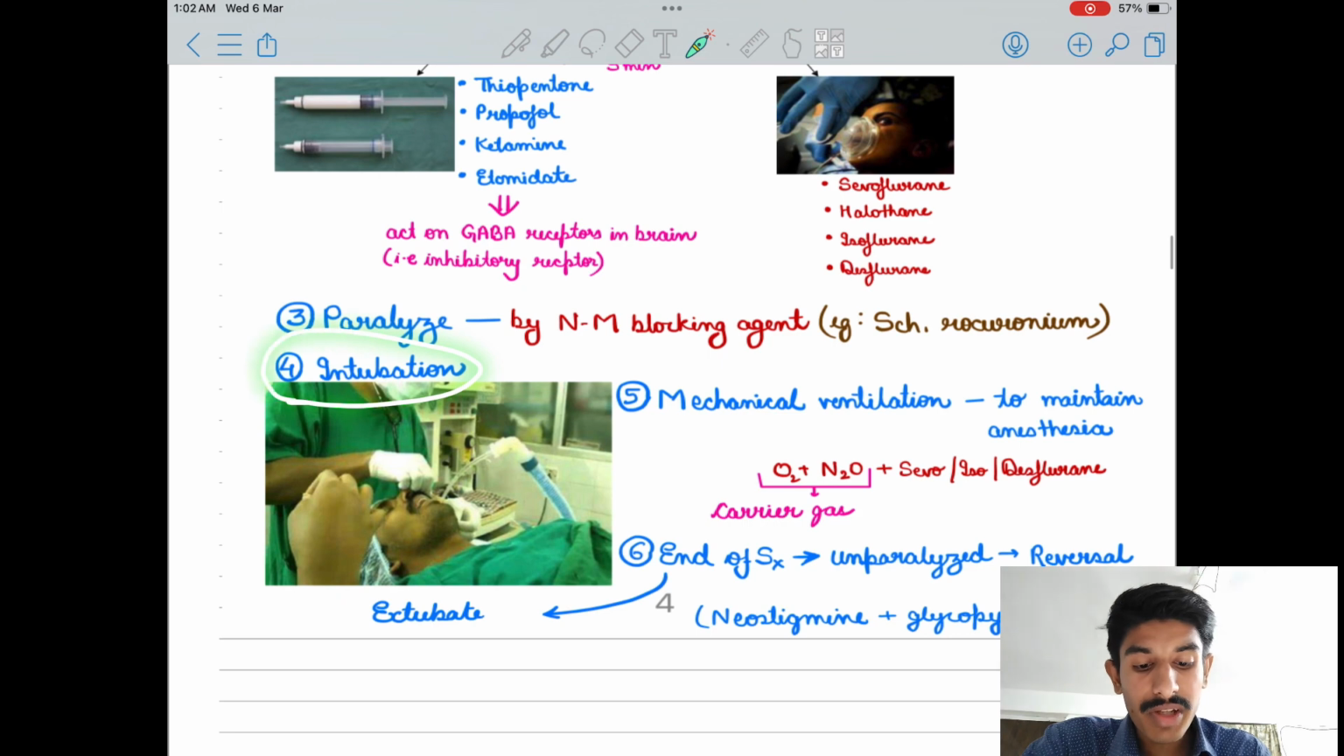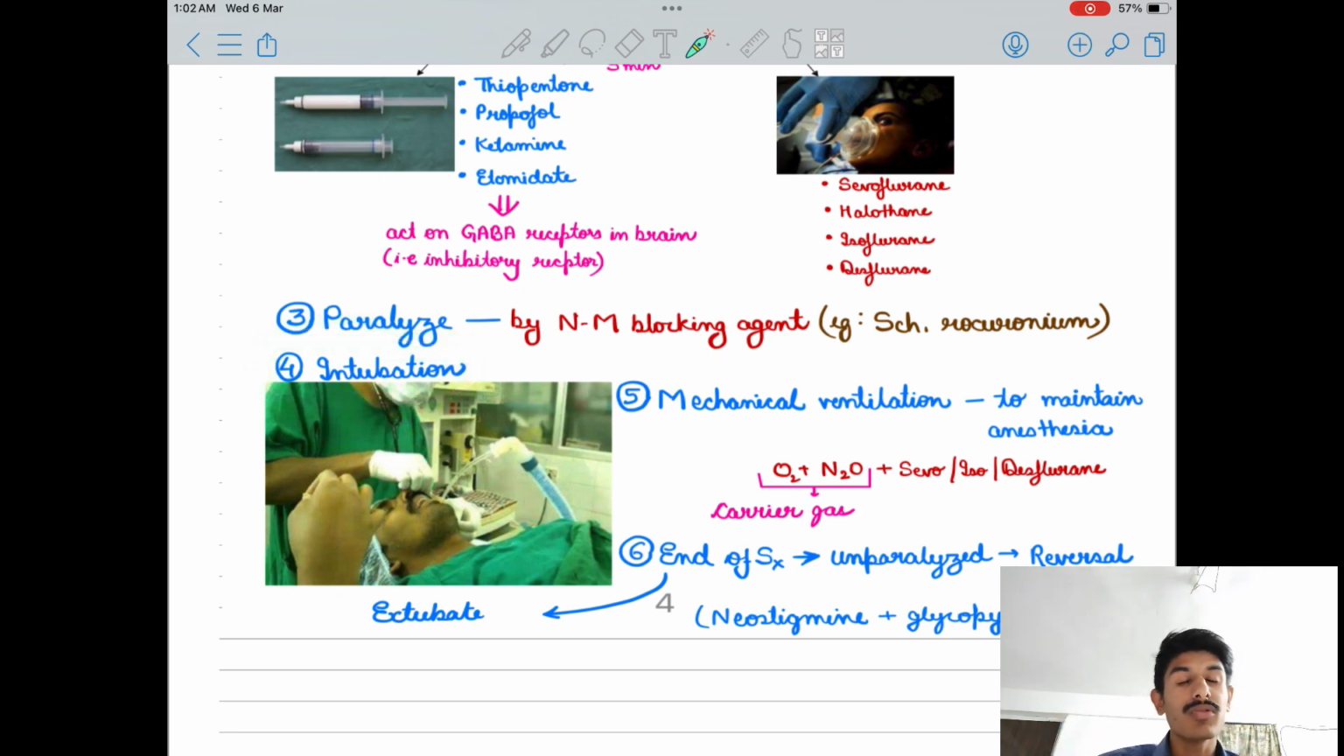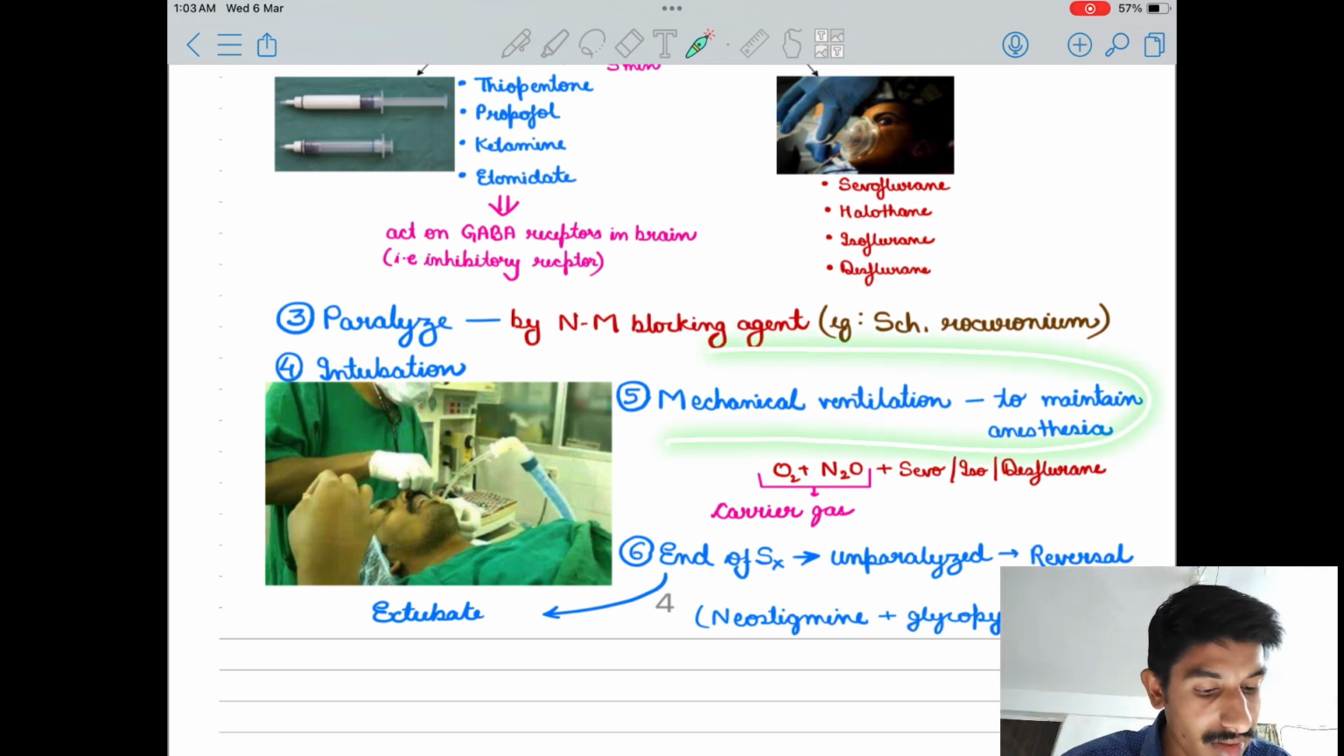Then you will do intubation. The 4th step will be intubation. You will put your oxygenation tube. Okay, then you will attach that tube, whatever you put in your mouth, to the ventilation machine, so it will give you oxygen continuously to maintain anesthesia.